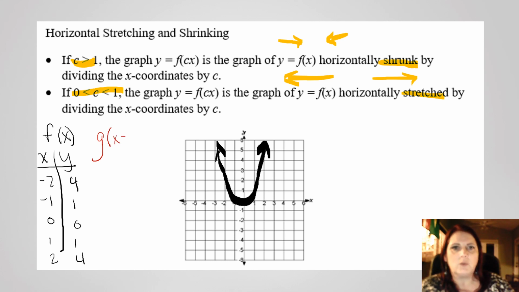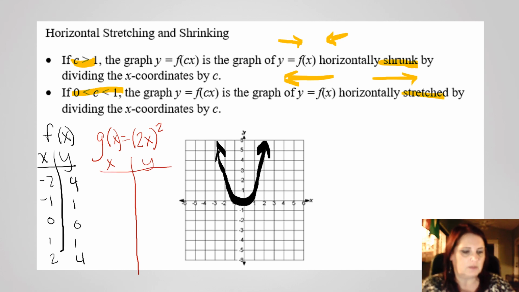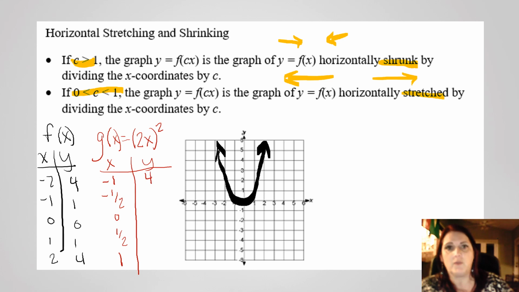g of x is equal to, and we'll put 2x in parentheses. That means the 2 is also being squared. And I am actually going to change my points here because I'm going to go with -1, -1/2, 0, 1/2, and 1. Because -1, when I multiply that by 2, will be -2, and -2 squared is going to give me 4. -1/2 times 2 is -1, squared is going to be 1. This still is 0. And then we have 1 and 4. So let's graph that one.